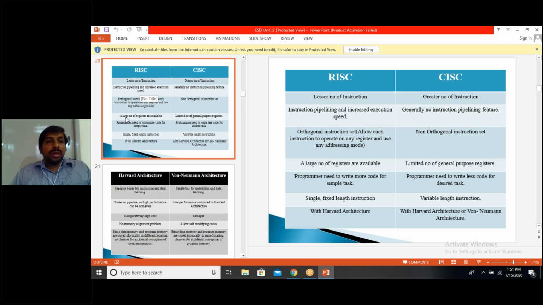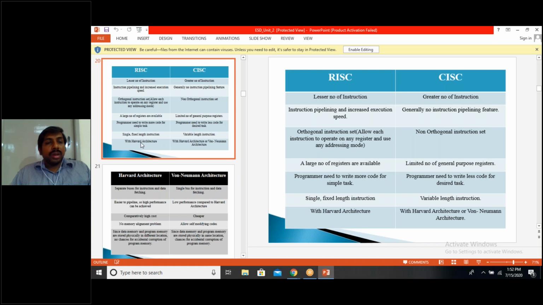Because we are following instruction pipelining in RISC architecture, we have to save the contents of one instruction while you are executing or fetching another instruction. So you require more registers. The programmer needs to write more code for RISC architecture, whereas the programmer needs less code for CISC architecture. The instruction set is fixed in RISC, whereas it is variable in CISC.